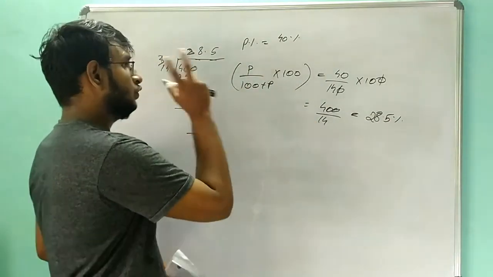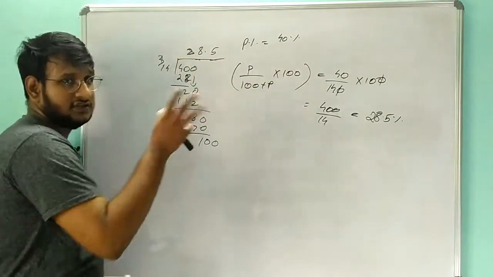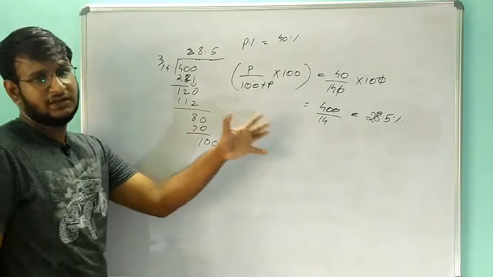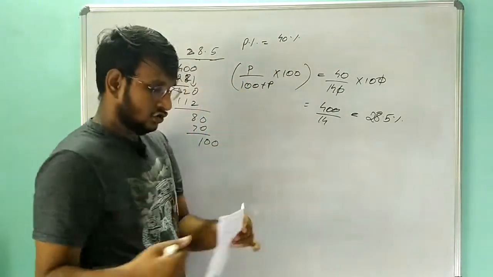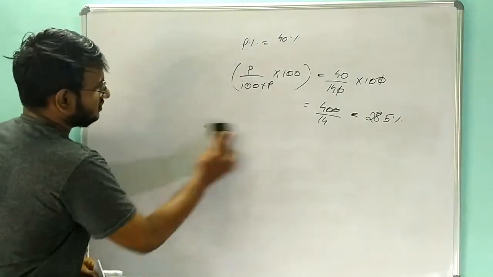We are just using the formula and substituting the percentage value. If the petrol price is decreasing, we will use minus P. That's it. So simple as that. So come on, let's move on to the next question. This is one of the simplest questions that we saw.